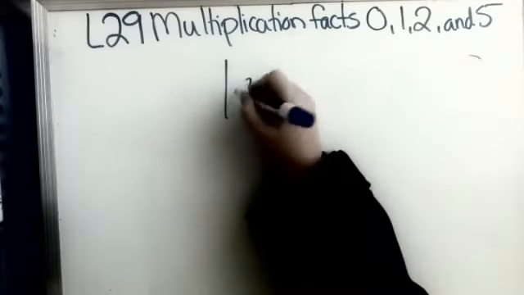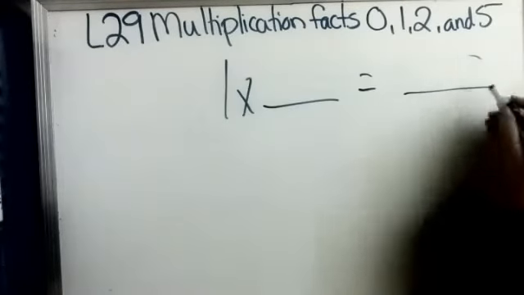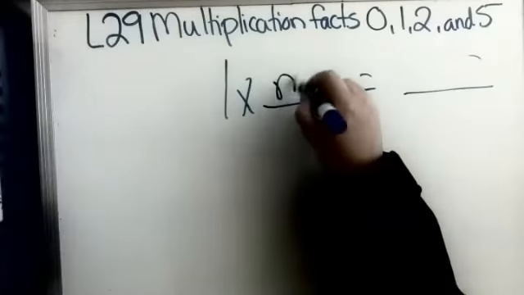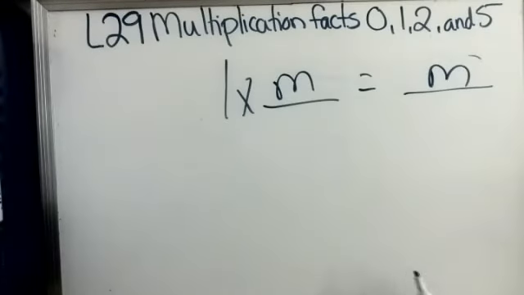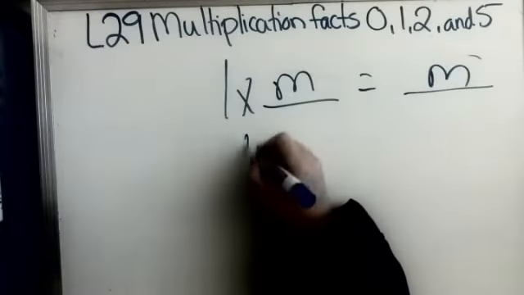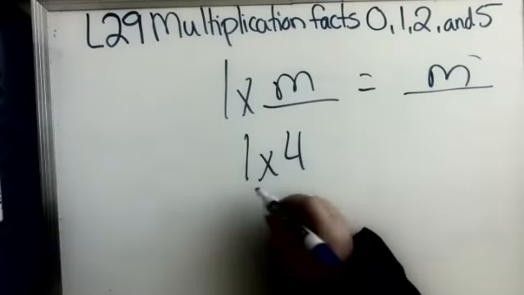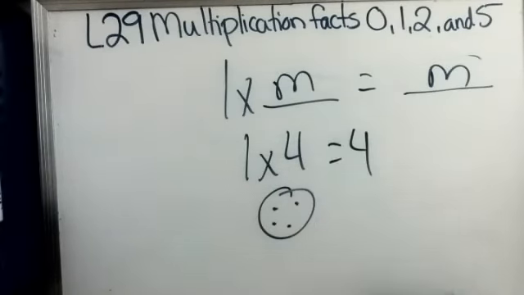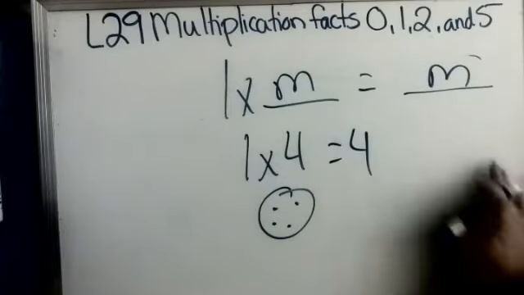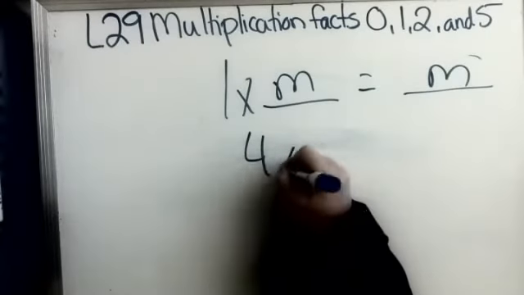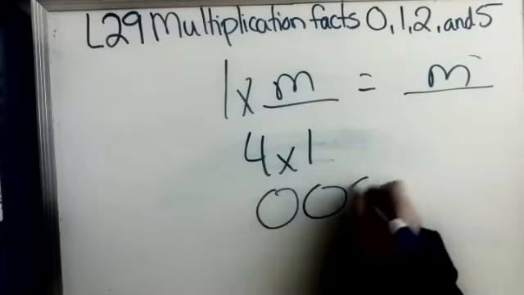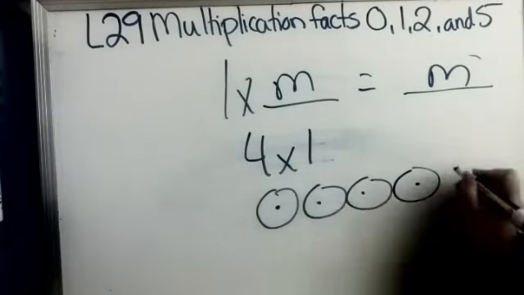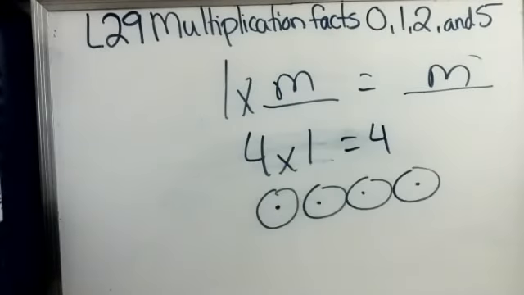Ones. 1 times anything is the number you times it by. So let's say 1 times m is m. It's always going to be. The reason is, let's take a look at it. 1 times 4: I have one group of 4, which means you have 4 things altogether. Do it the other way around: 4 groups of 1. 1, 2, 3, 4 equals 4 things altogether. So 1 times any number is the number you times it by.